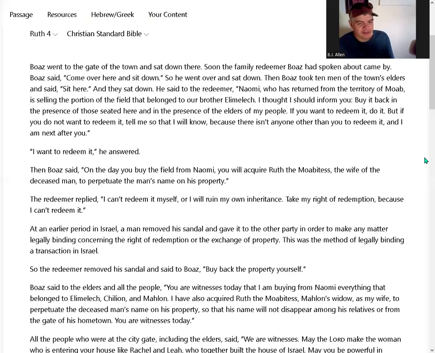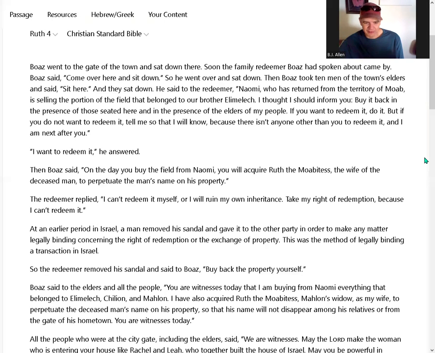All right. Then Boaz said, "On the day you buy the field from Naomi, you will acquire Ruth the Moabitess, the wife of the deceased man, to perpetuate the man's name on his property." The Redeemer replied, "I can't redeem it myself, or I will ruin my own inheritance. Take my right of redemption because I can't redeem it."